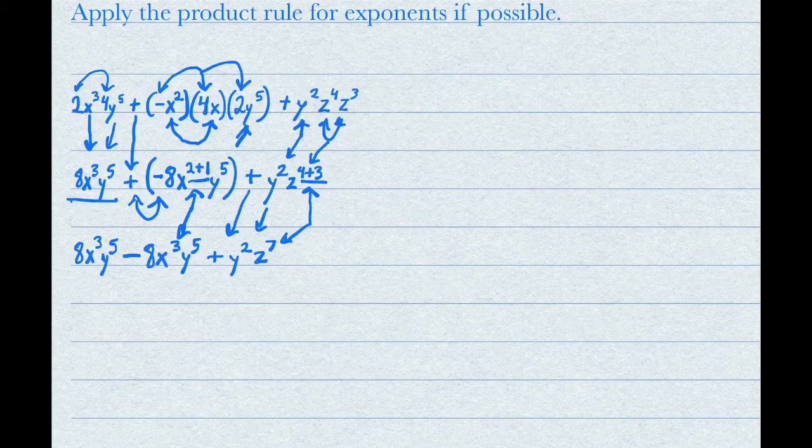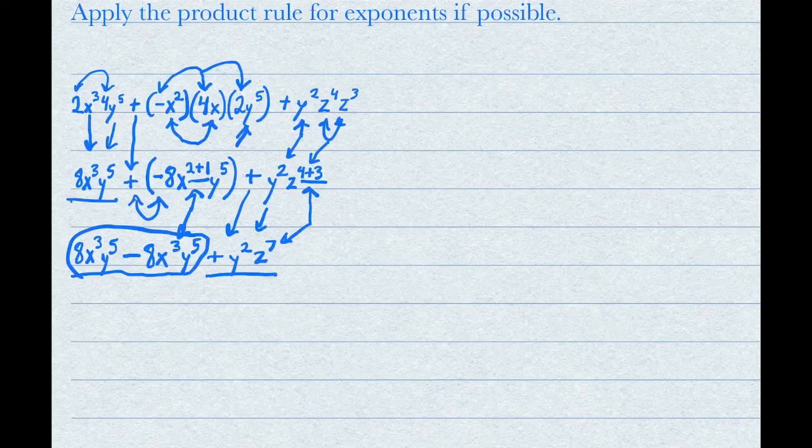For the next line, you have this part on the left and this part in the middle. Both parts have x to the 3rd and y to the 5th. They're like terms, so you can combine them. The part on the left minus the part in the middle becomes 0.